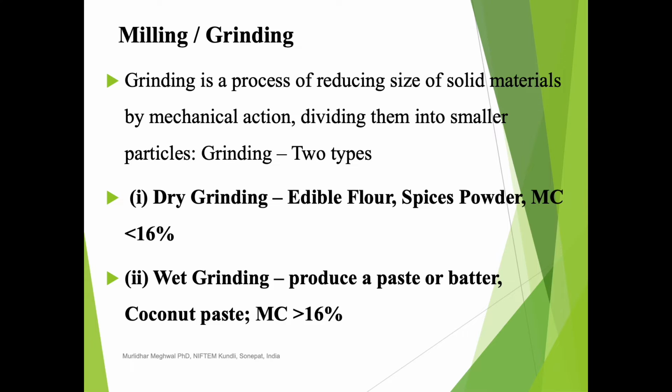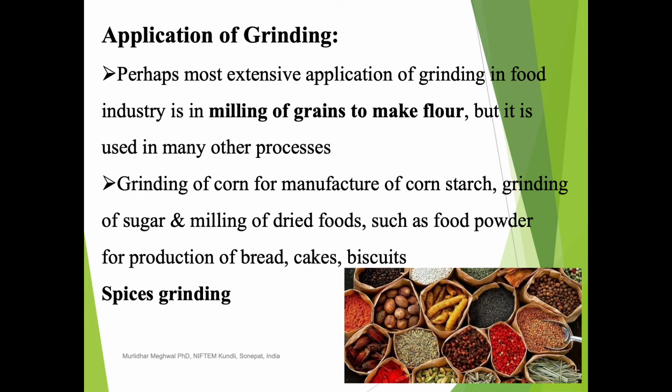So these are the two types of grinding. You see, one is dry grinding, like we have edible flours and powders. Here, if the moisture content is less than 16%, we call it dry grinding. And if the moisture content is more than 16%, like we have paste, butter, coconut paste, that we define as wet grinding. So there are two groups.